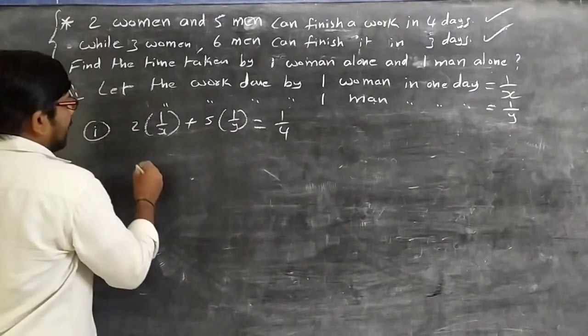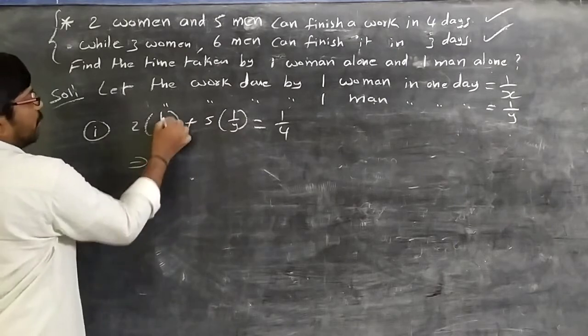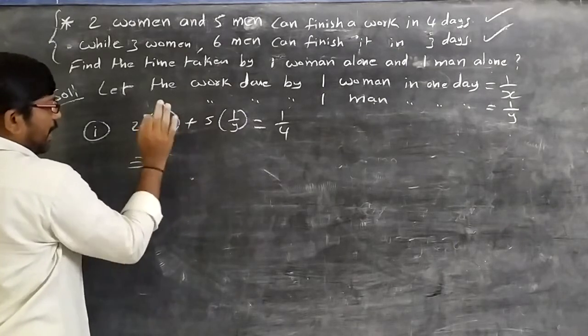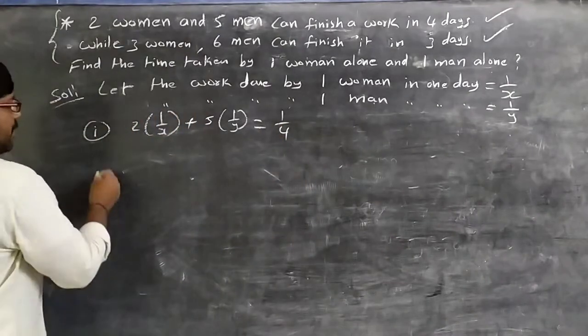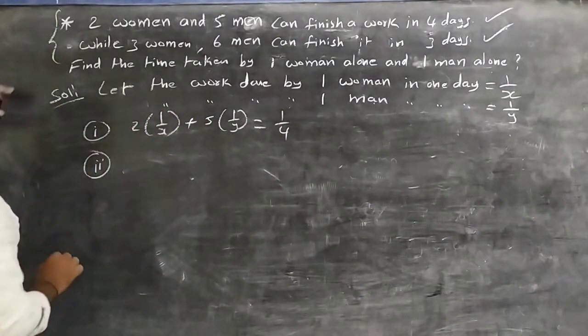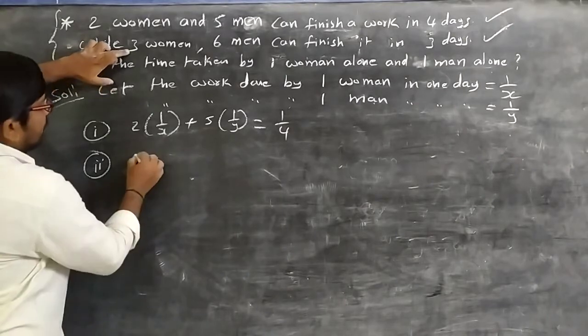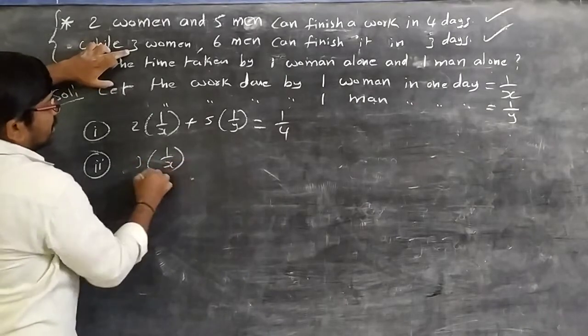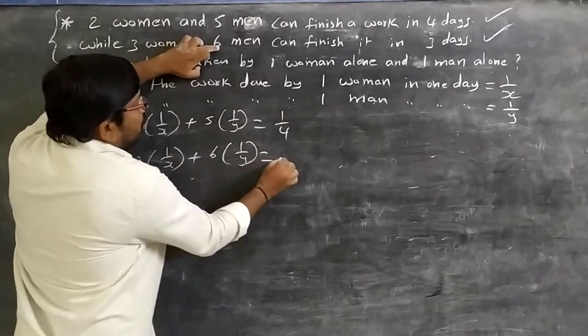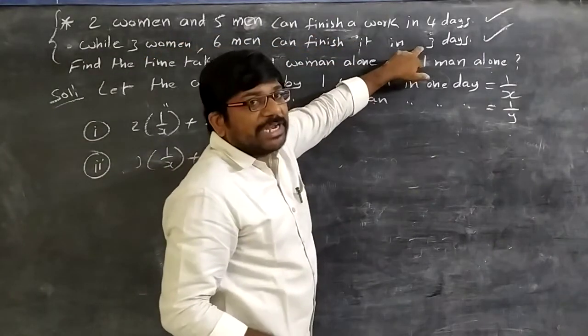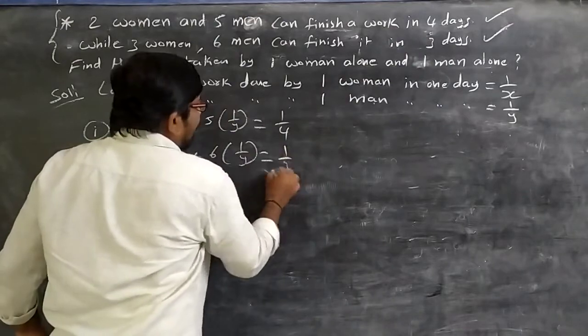So from this we get 2 into 1 by x plus 5 into 1 by y is equal to 1 by 4. Say it is one of the equations, leave it. And the second condition: 3 women means 3 into 1 by x plus 6 men, 6 into 1 by y is equal to, total 3 days, in one day 1 by 3.